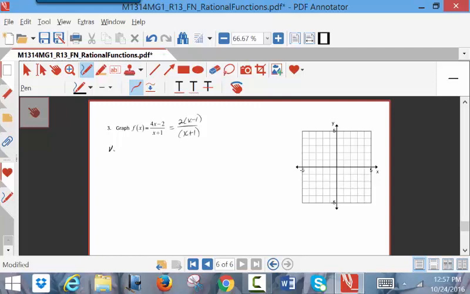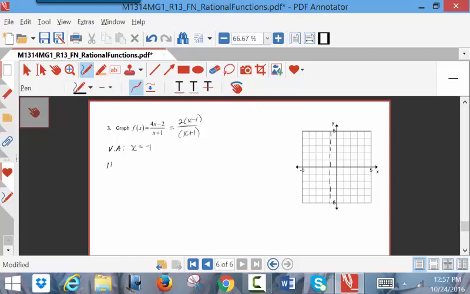Okay, so our first step is to find a vertical asymptote, and we have one, which is where? X equaling -1, where it makes that denominator equal 0. There it is, x equaling -1. It's a dashed line, a vertical line.